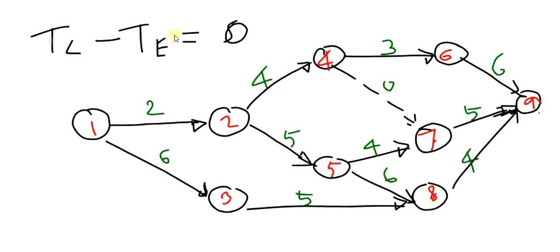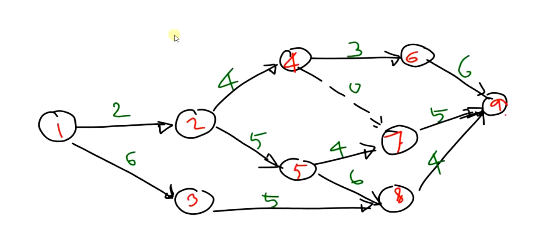So first of all, we have to calculate the TE values and TL values of all the events in the network diagram. Here we will start from 1 and finish at 9 for finding the TE values, that is the earliest occurrence time of the events. For event 1 the TE value is 0. I will write TE values in blue on or above the event number. So TE is 0 here.